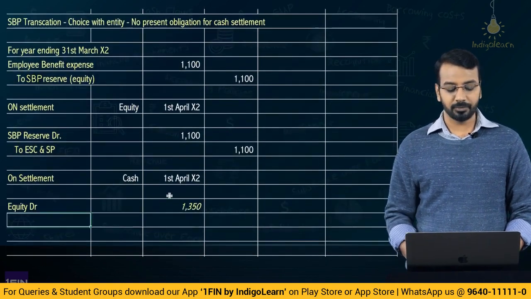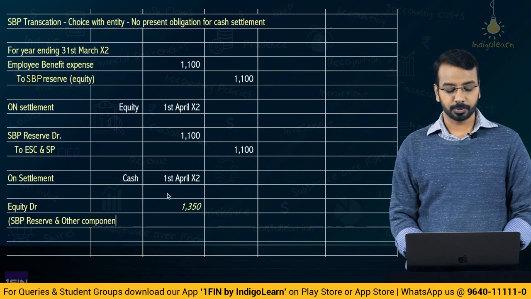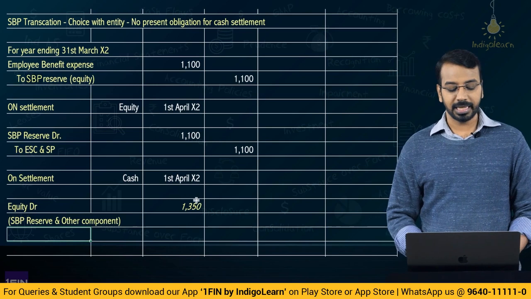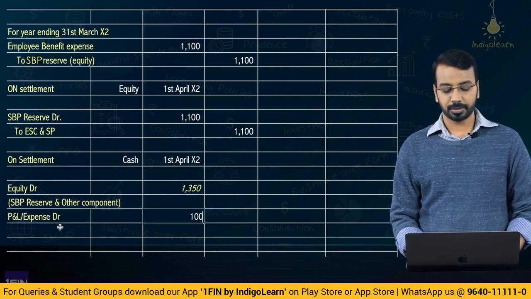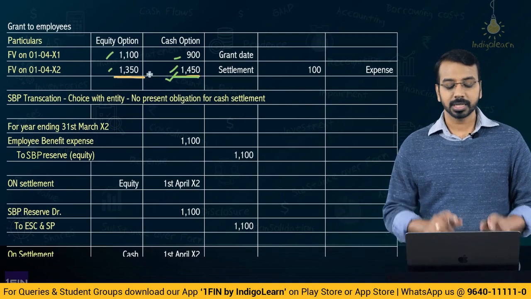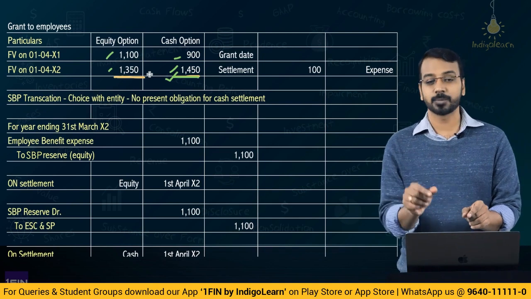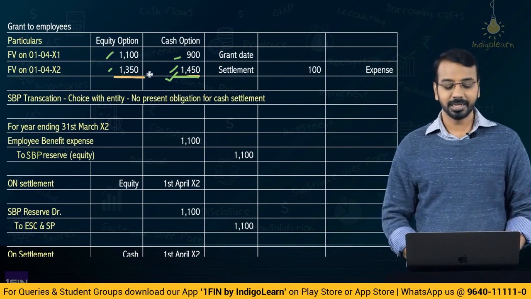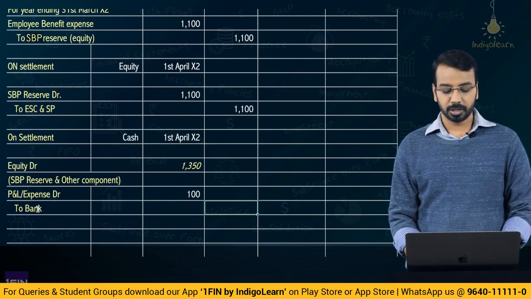Now which component to debit in equity? Maybe SBP reserve and some other component. It could be retained earnings, it is basically a buyback of equity interest, right? So you will debit equity by 1350 and you will also debit P&L, or you will also debit expense 100. Why is this 100 debited? Because you are settling at a higher value, and the difference between those two, that is the fair value of the cash option and the fair value of the equity option, has to be treated as an expense. Okay, right? And you will credit bank 1450.